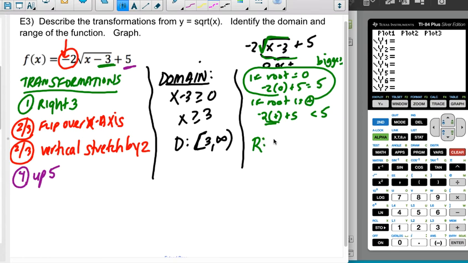So the range here is going to be from negative infinity to 5, because 5 is what would happen if the root were 0. If the whole root were 0, I'd get a 5, because this would be negative 2 times 0 plus 5. If I pick any other number in here, I'm going to get negative 2 times some positive number, which means a negative thing plus 5.